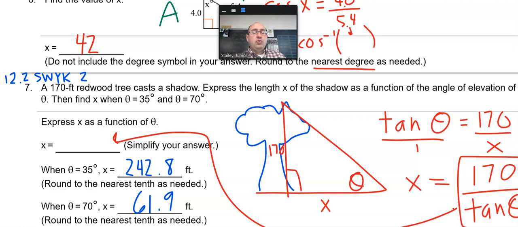All right, section 2, Swyk 2. No, that's not some sort of bad-looking mushroom or nuclear bomb. It's my tree. I'm not an artist. Don't make fun of me.